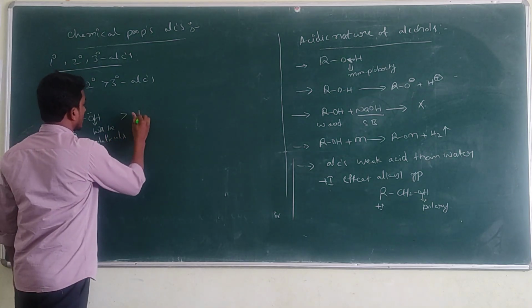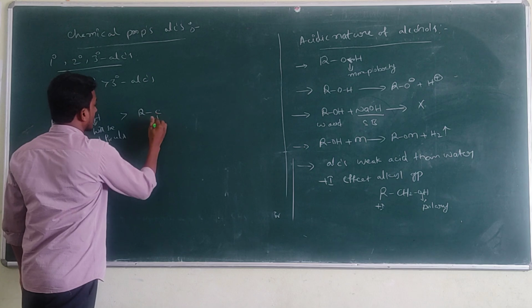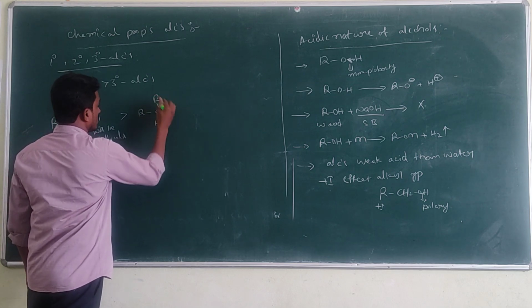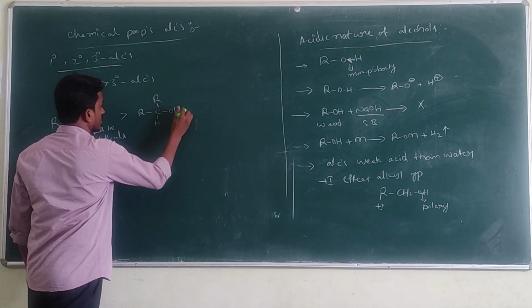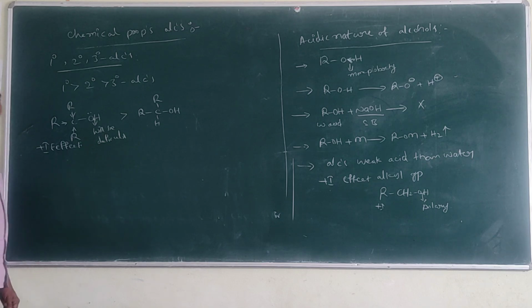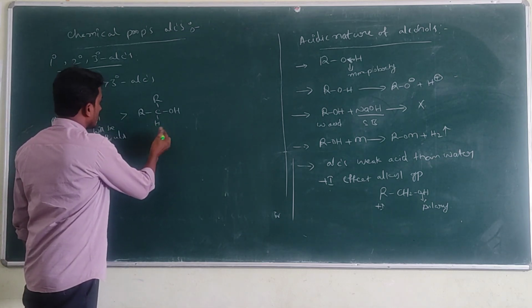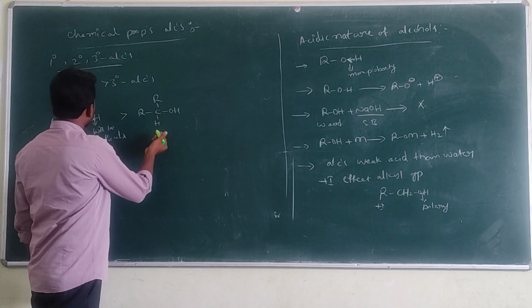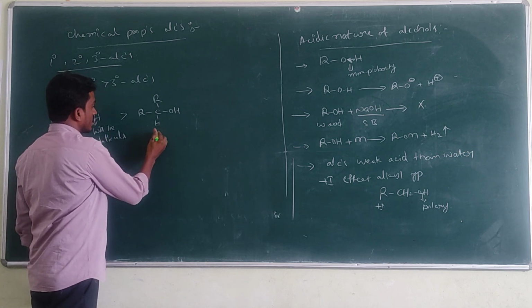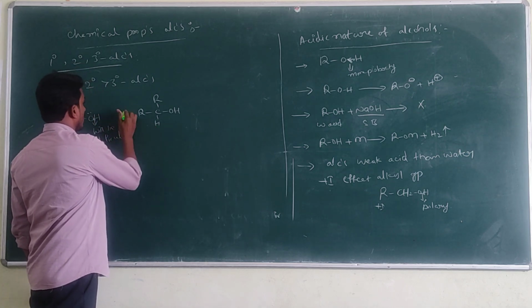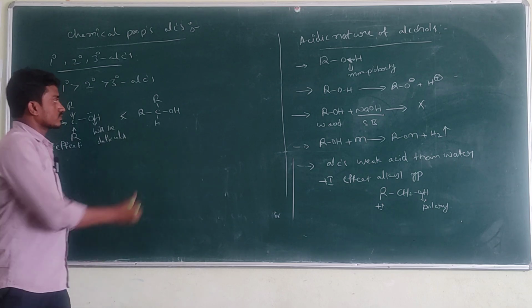In secondary alcohols, two alkyl groups are present. Compared to tertiary alcohols, the number of plus I effect groups decreases. So the acidic strength is more when compared to tertiary alcohols.